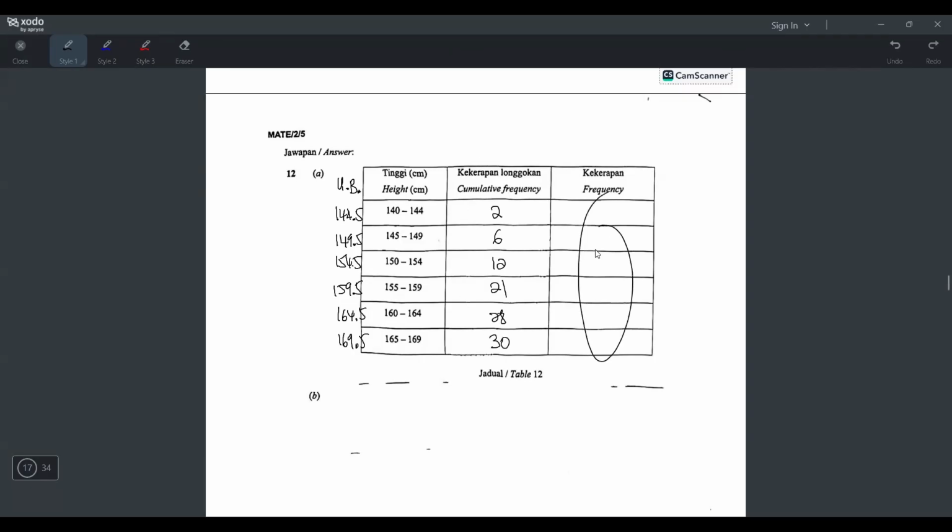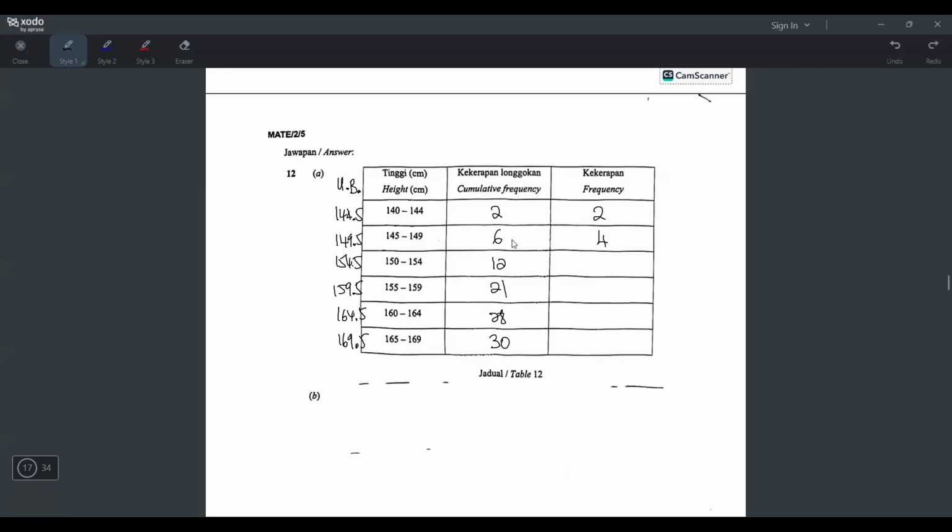But the next part is they want you to write the frequency, right? Okay, cumulative frequency, you will use the cumulative frequency to find the frequency, but how you do it is you have to minus, right? You have to minus because cumulative frequency means the frequencies are added up, right? So the first frequency and the first cumulative will be the same, right? 2, 2. But then the next number, you have to check 2 plus what equals 6, right? So 2 plus what gives you 6? 4, right? Because 6 minus 2. Okay, 6 minus 2, that's why it's 4.